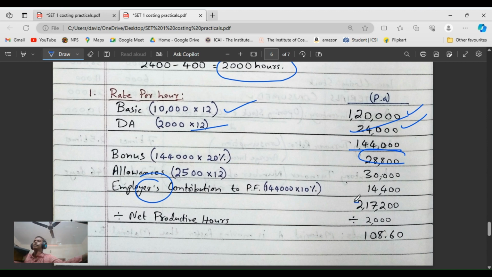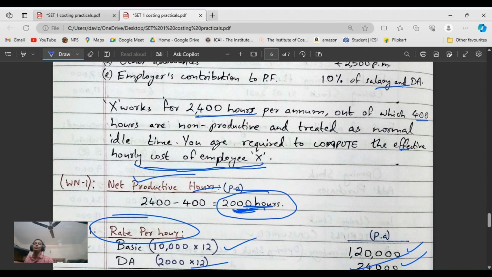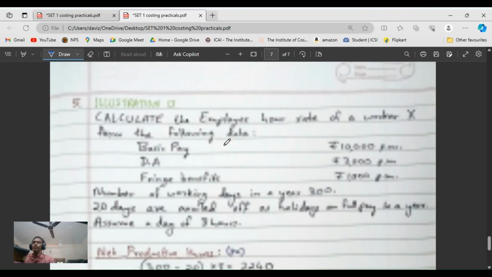So adding these, the cost is 2,70,200. We have the cost. We have to find the rate per hour, right? So divided by net productive hours. The net productive hours was 2,000. So divided by 2,000, we have 108.60 as our rate per hour. It is the effective hourly cost of employee X.